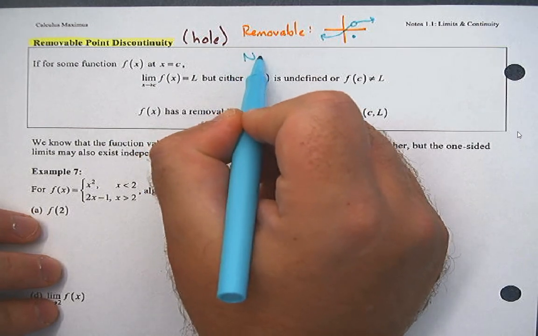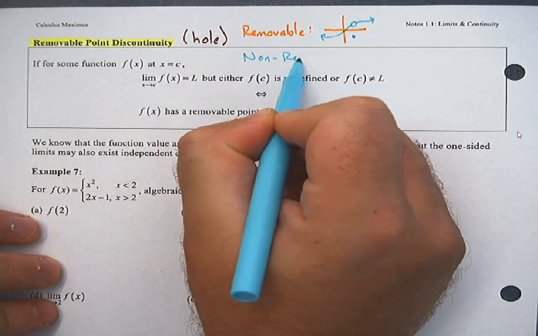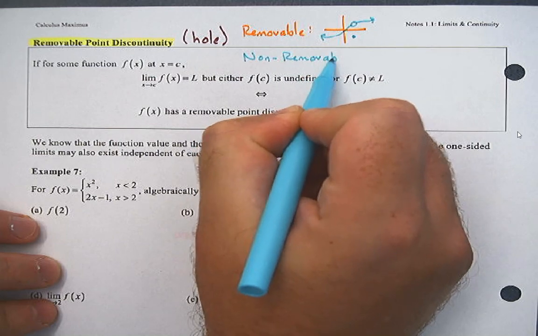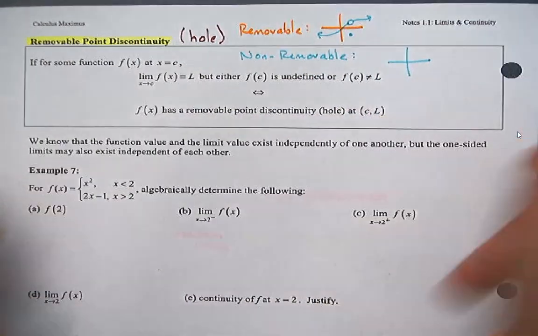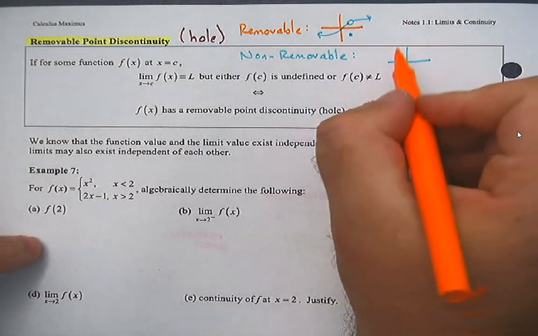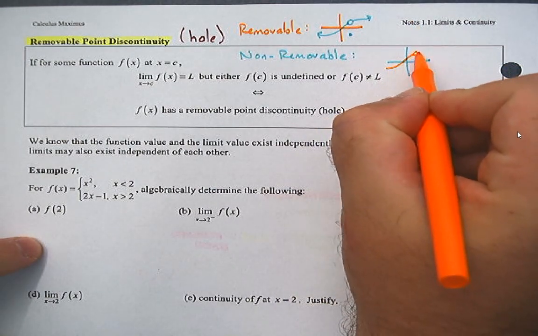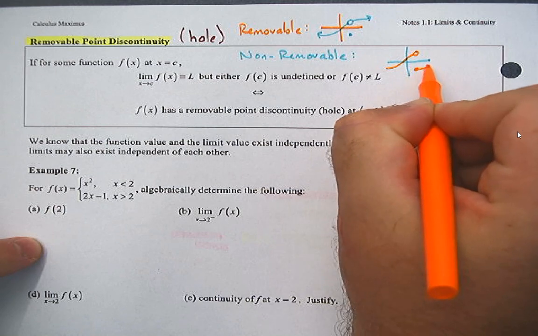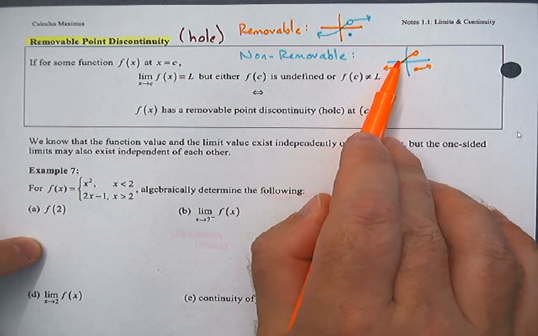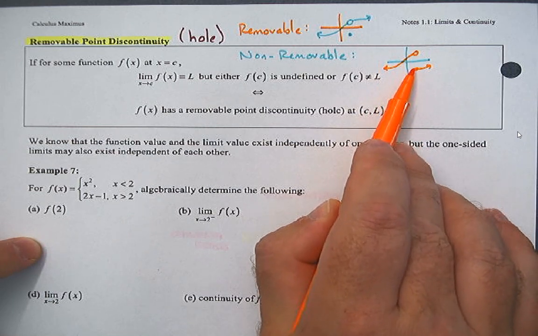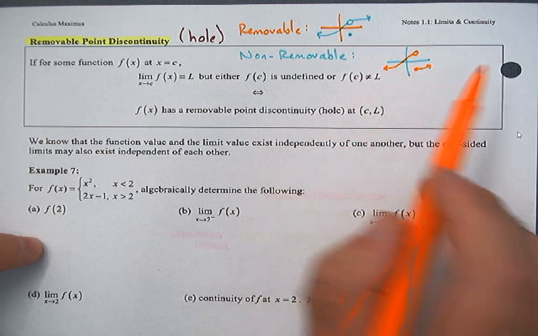Non-removable would be things like this. And I think I'm going to review this with you later. That's called a jump. I would have to move infinitely many points. I'd have to grab all these points and slide them down, which would take a lot of work. We couldn't remove that easily.